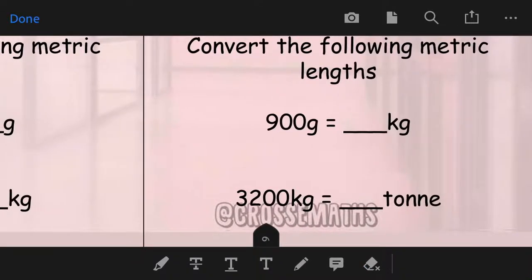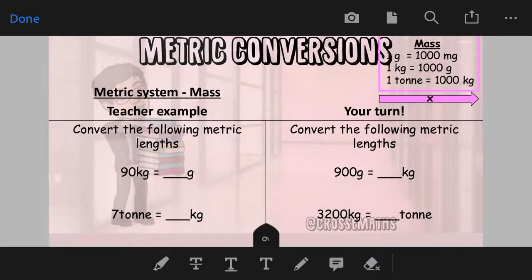Have a go at those. Pause the video now. Have a go at some of these metric lengths, using the same grid as before. Have a go. Pause now and have a go.